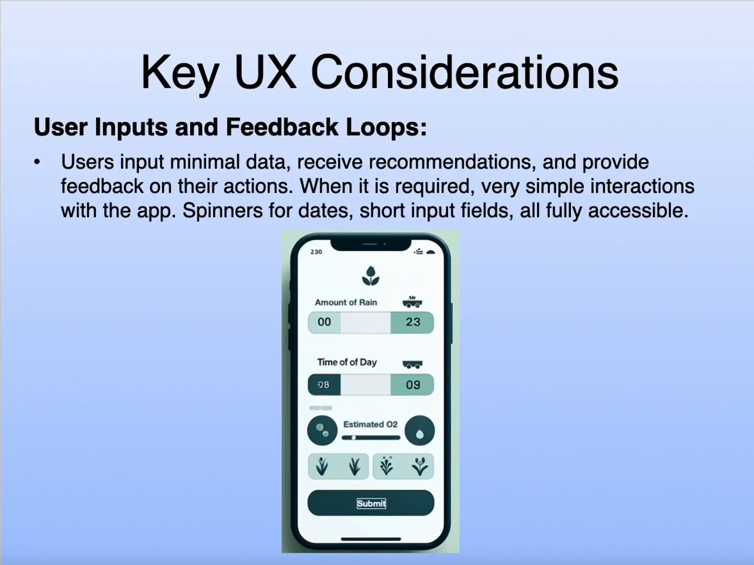So key considerations with this: users input minimal data, receive recommendations, and provide feedback on their actions. When it's required, we use very simple interactions within the app, like spinners for dates and short input fields, all fully accessible for our accessibility people, like hard of sight, mobility issues, all of that. Like right here, the amount of rain is just a slider, time of day is a slider, estimated CO2, like what do you think it is, the type of plant you have, really, really simple stuff.